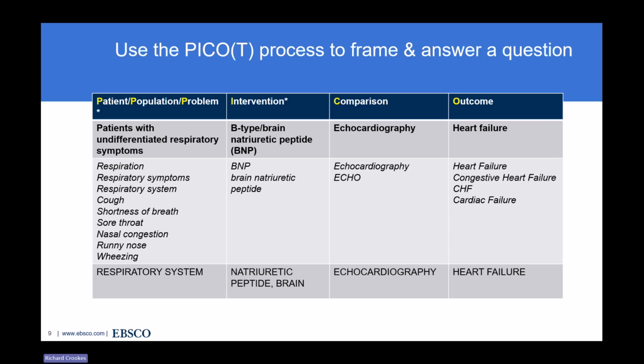So we've got patients with undifferentiated respiratory symptoms. Obviously, that's the population group. The intervention of BNP I've mentioned, the comparison, echo or echocardiography, and then the outcome, of course, the symptoms of heart failure and so on. So we've got respiratory symptoms, respiratory system as synonyms. We can also include cough and shortness of breath, sore throat, because it's undifferentiated, so not specified as it were, could be wheezing. We've got the intervention, BNP, of course, or if you could spell it out, if needed, then you can add that too. And then the comparison with echocardiography, otherwise known as echo. And then we've also got heart failure or congestive heart failure, CHF, or cardiac failure.